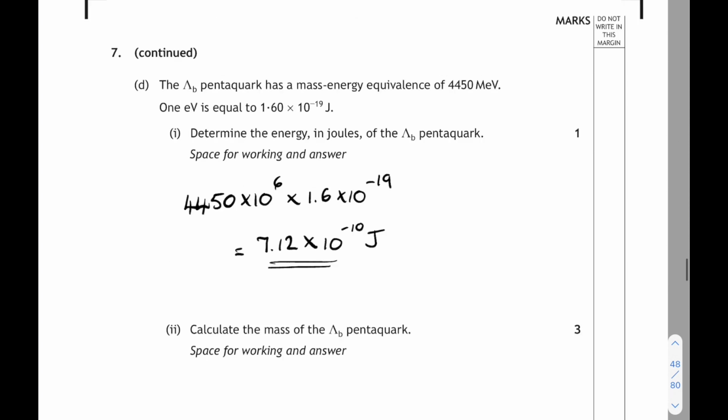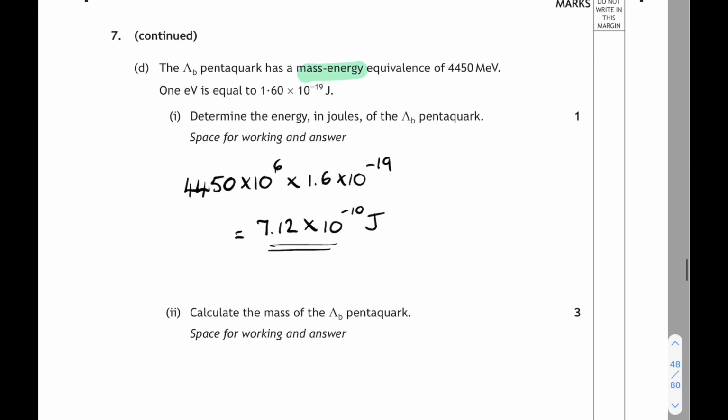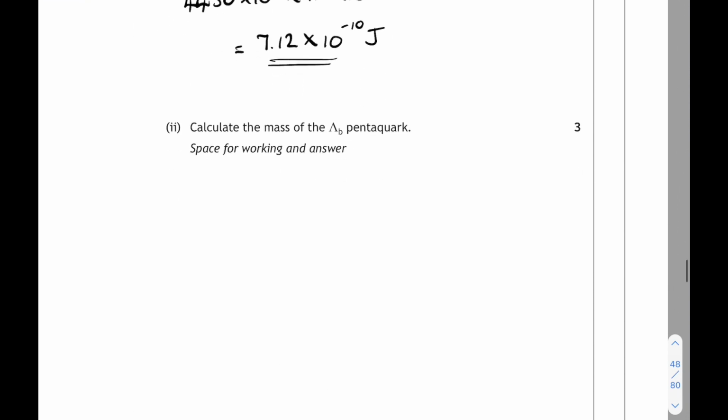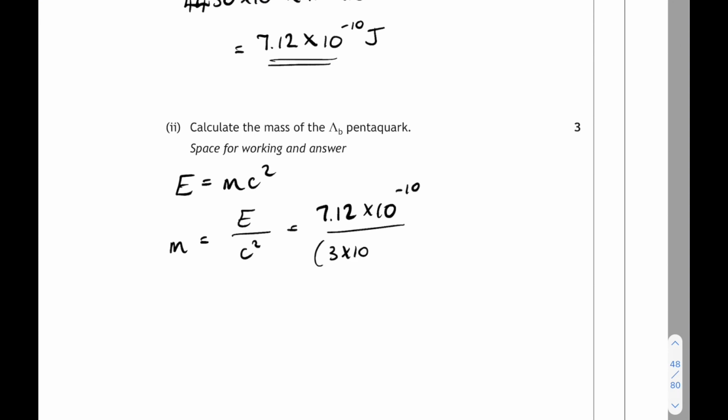And then we have to calculate the mass of the lambda b pentaquark. Well, mass and energy can be made equivalent by using the relationship E equals mc squared, where the speed of light squared is the conversion factor between the two of them. So if we want the mass, m equals E over c squared. We want our energy in joules, so that's the 7.12 times 10 to the minus 10, and we divide that by 3 times 10 to the power of 8, don't forget to square it. And you do that on your calculator, you'll get a very, very small mass. It's 7.91 times 10 to the minus 27 kilograms.